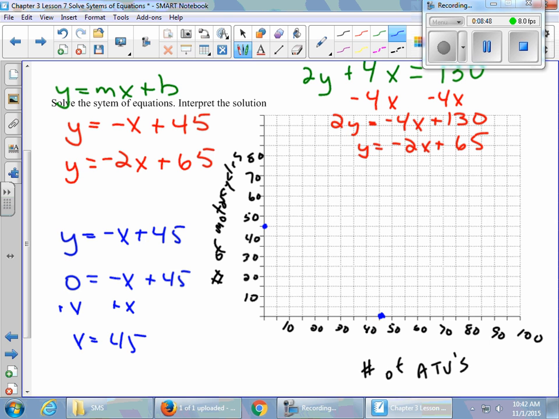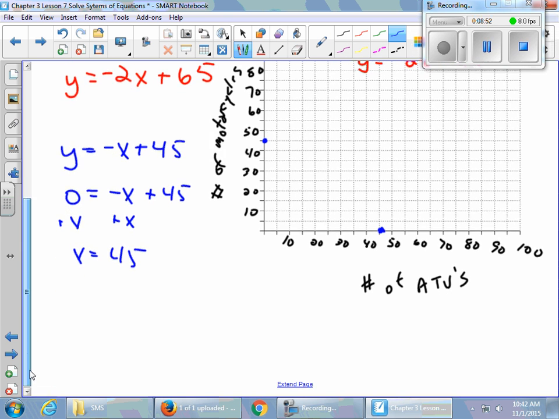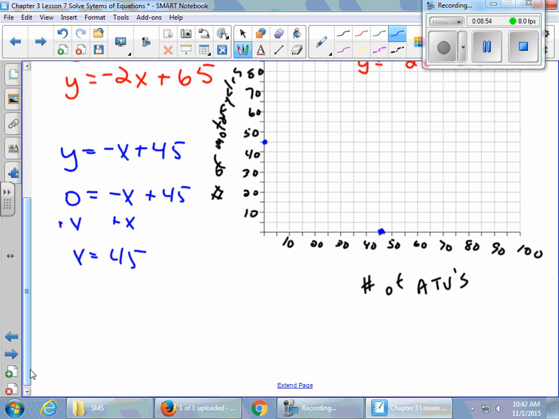And now we're going to solve our other one. We're going to graph it. Y equals negative 2x plus 65. Well, first of all, we know our y-intercept is 65, so we'll put a green dot there on 65. Now we have to see where our x-coordinate is going to be. So we have y equals negative 2x plus 65. Put 0 in for y.